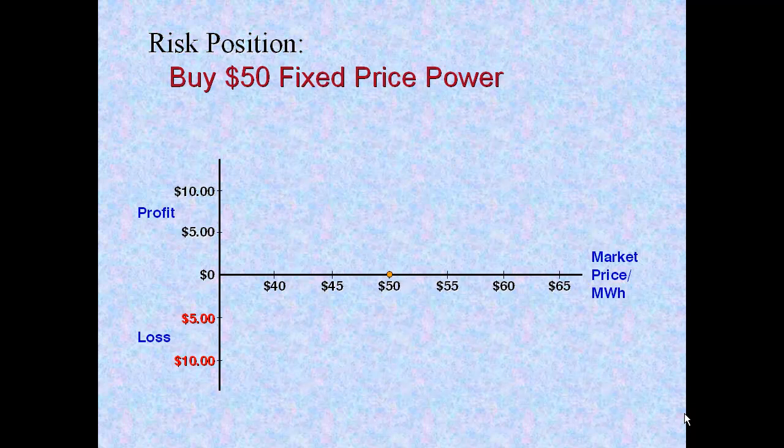If the market price rises to 55, we can now sell the power purchased at 50 for a $5 profit. At 60, the profit would now be 10. At 45, on the other hand, we would now be selling at a $5 loss. And at 40, we would now be losing 10. If we connect the dots, we see the payout structure is a straight line with a break even at the purchase price of 50.